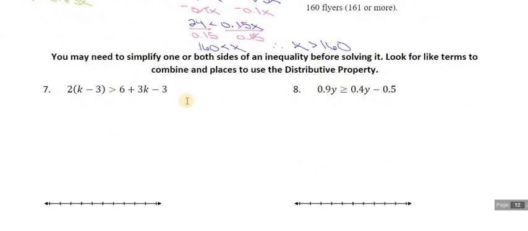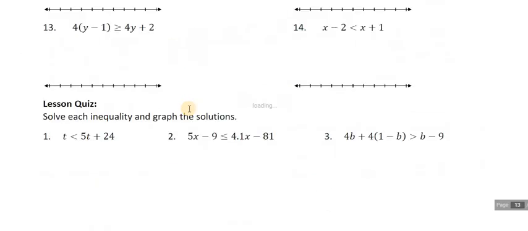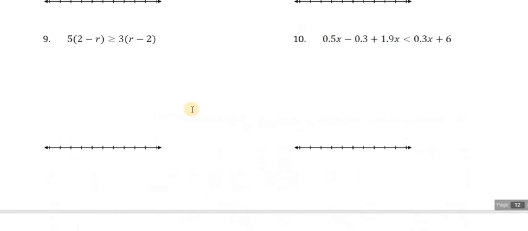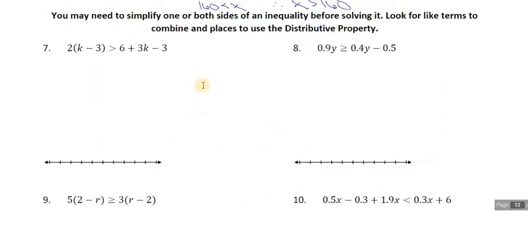So we've got two more big ideas here that we need to address in this particular lesson. The first one deals with the fact that sometimes we need to simplify one or both sides of an inequality before solving it, just like when we're solving equations. So we may need to use the distributive property. We may need to just simply combine like terms. So we're going to jump right into number 7.